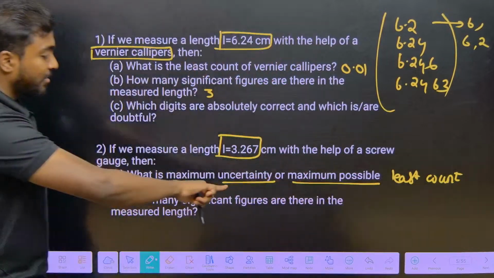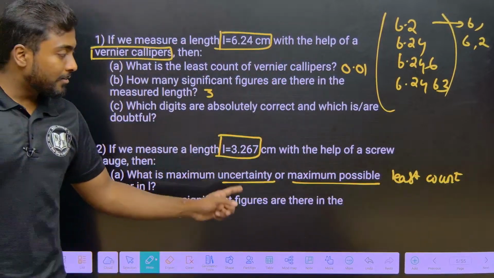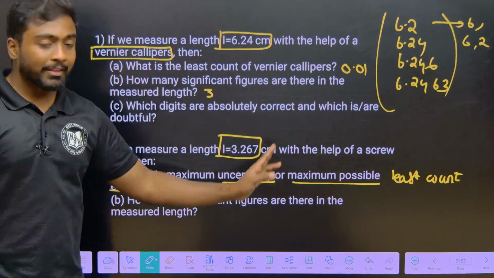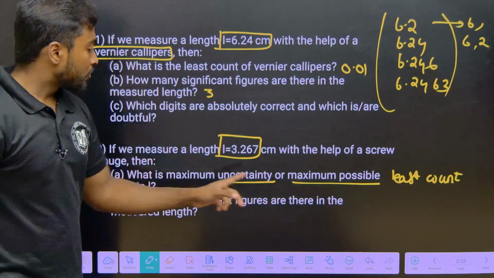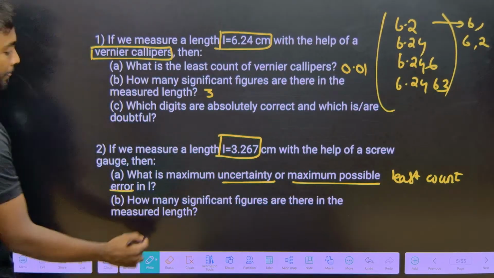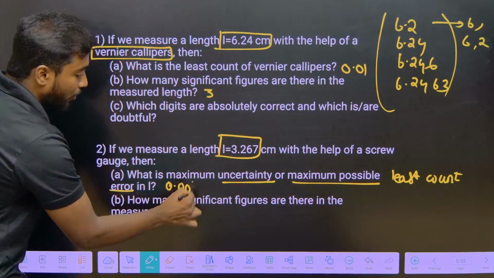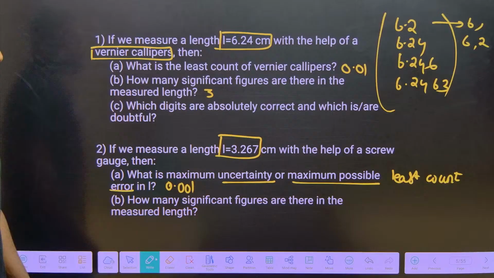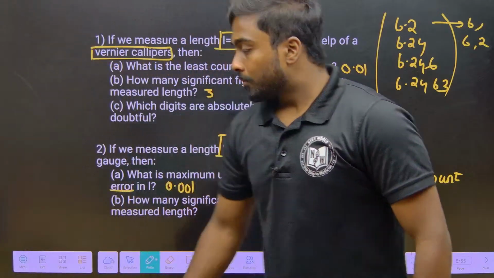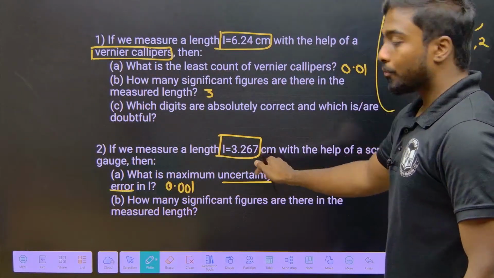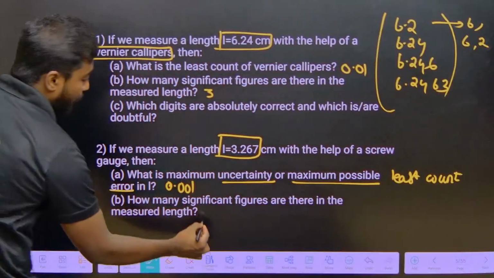Okay, so maximum possible error, uncertainty or least count, whatever they give, everything is the same. So what is the least count? 0.001. Yeah, 0.001. What is the significant number? So 4, 1, 2, 3, 4. 4 numbers are available. So 4 significant values.